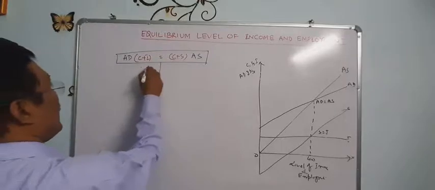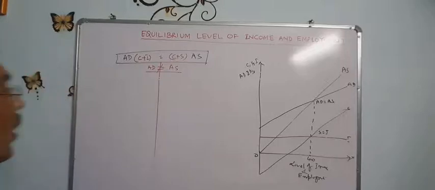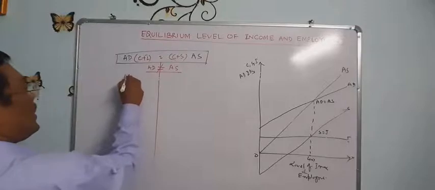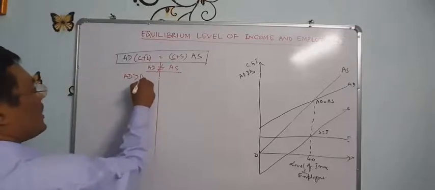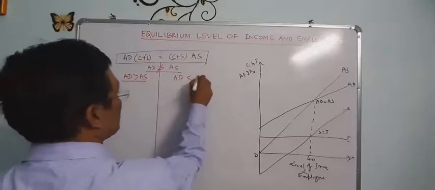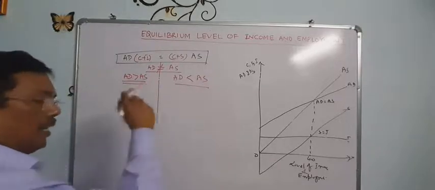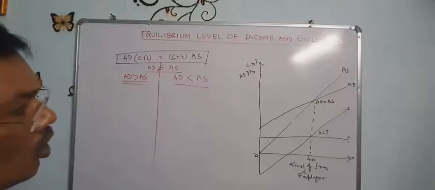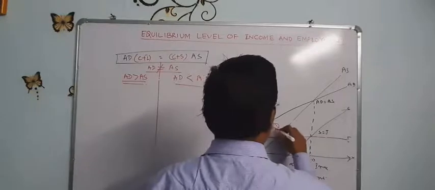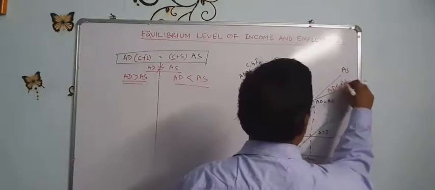If AD is not equal to AS, what will the conditions be? Either AD is more than AS or AD is less than AS. Two conditions. This is the condition where AD is more than AS, and this is the condition where AD is less than AS.